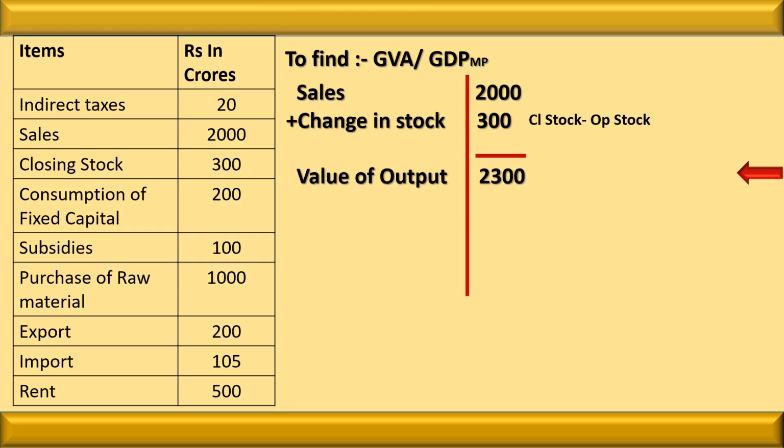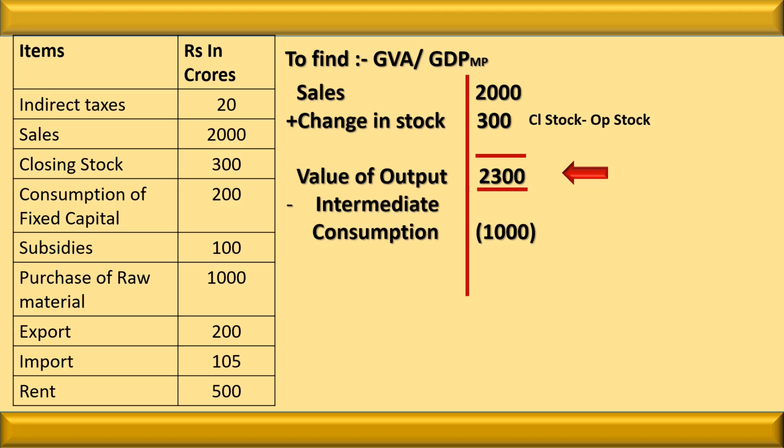What is the value of the output here? 2300. From the value of the output, what we have to do? We have to deduct intermediate consumption. Intermediate consumption means purchase of raw material. In this question, the purchase of the raw material is 1000. So we deduct 1000 rupees from 2300, and after deducting 1000 from 2300, we will get GVA, that is GDP MP. What is the value of the GDP MP over here? 1300. Let us see.